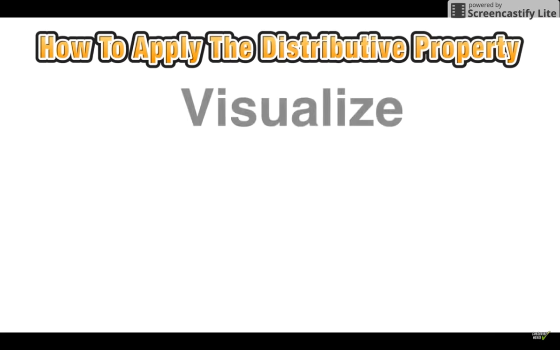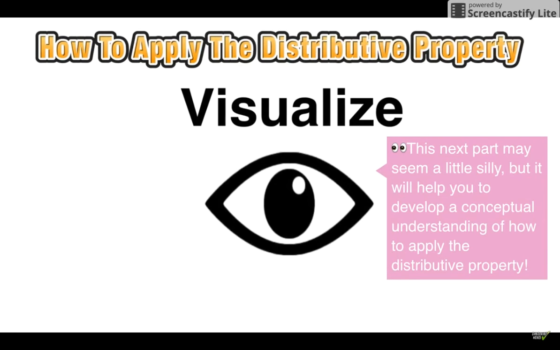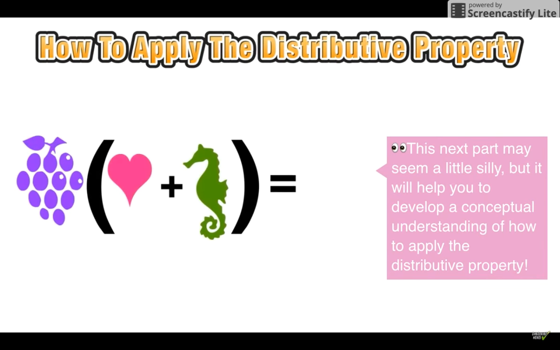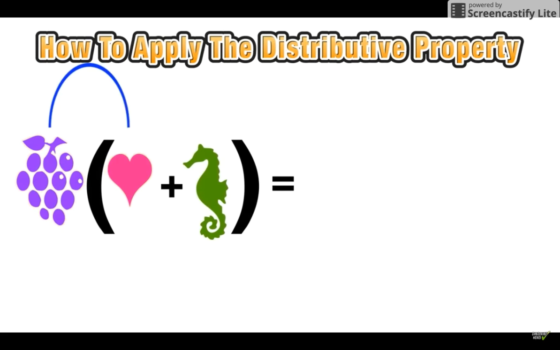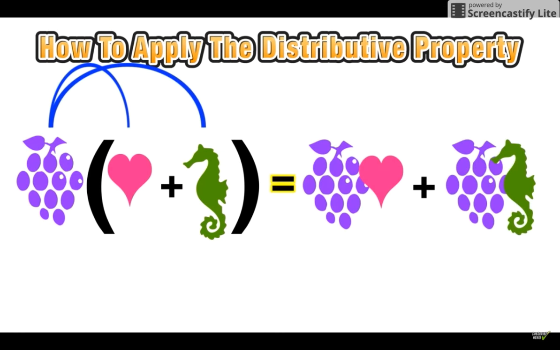So before we move on to some examples, let's take a moment to visualize the distributive property. Ooh. So if for some reason we wanted to multiply a set of grapes by the sum of a heart and a seahorse, that would be equivalent to the product of the grapes and the heart plus the product of the grapes and a seahorse. So really keep in mind here that these two things are equal. Okay, we can't evaluate further here because these are just symbols, but understand that the left side of the equal sign and the right side are equivalent even though they're expressed differently.